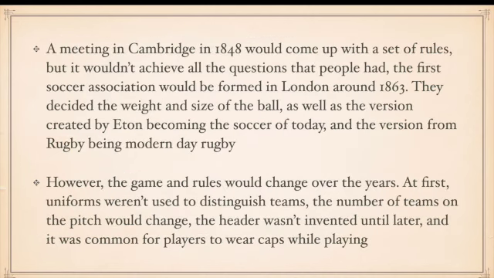A meeting in Cambridge in 1848 would come up with a set of rules, but would not answer all the questions that people had at first. The first soccer association would be formed in London in about 1863, where they chose the weight and size of the ball, as well as the version created at Eton becoming the soccer of the day, and the version from Rugby becoming modern day rugby.